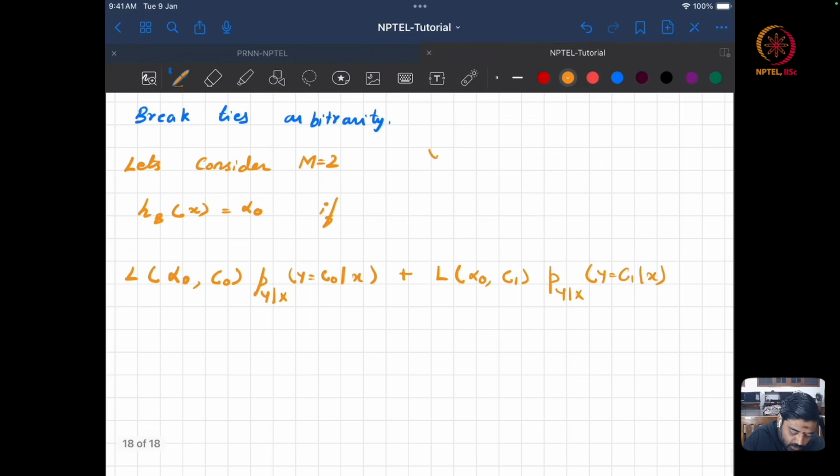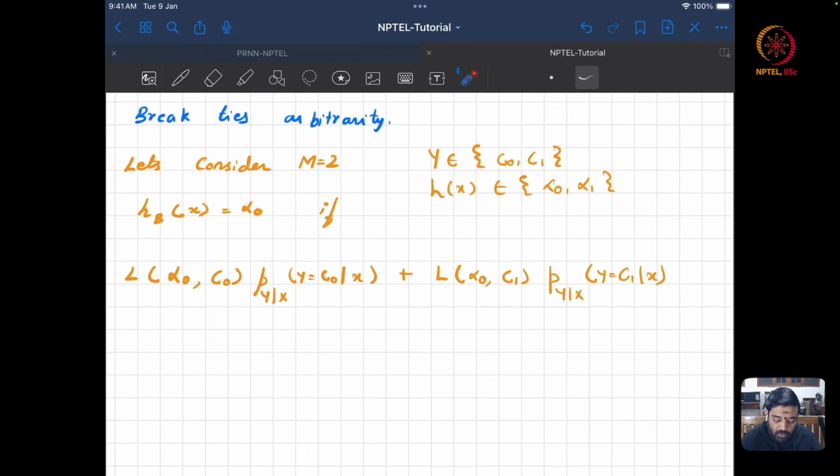Let's make it clear. In this case, I am assuming that y can take values C0 and C1. Now, h of x takes values alpha 0 and alpha 1. Now, we are making it much more generic. So, you can fix it. I just want to drive in the idea that these two things can be different. You can have multiple elements over here. That's totally fine.